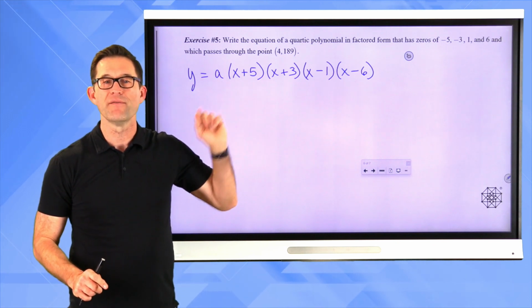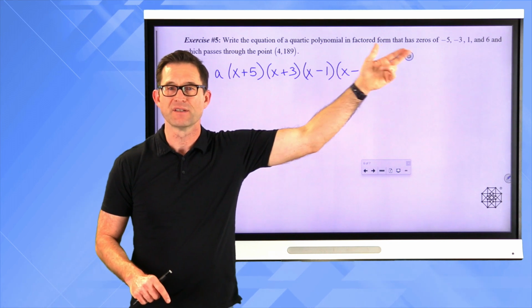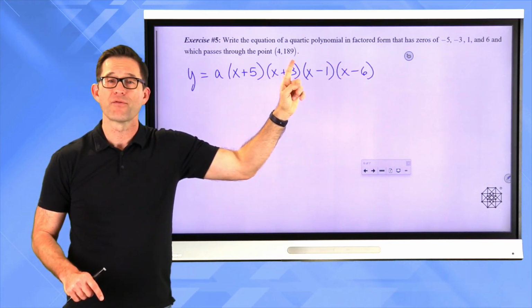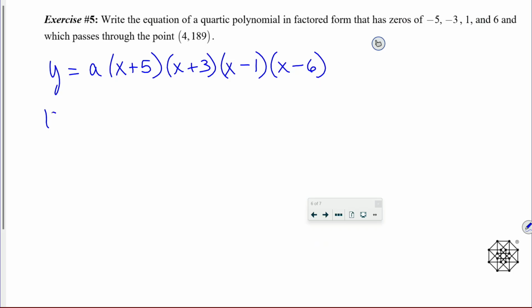I just don't know what the value of a is yet. But that should be pretty easy based on my zeros. Now, to figure out the value of a, I'm going to put 189 in for y, and I'm going to put 4 in for x. So let's do it. 189 in for y, 4 in for x.